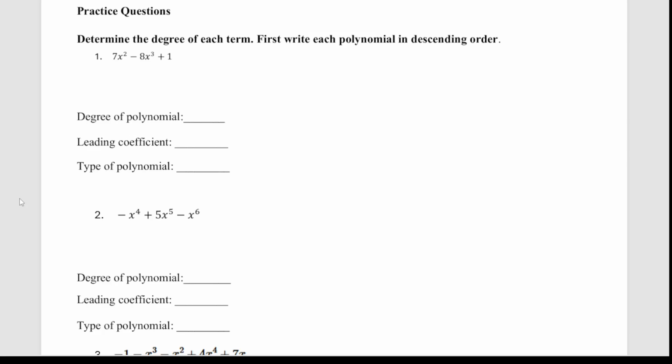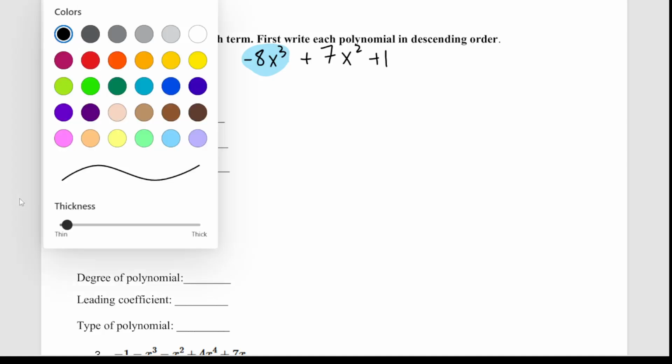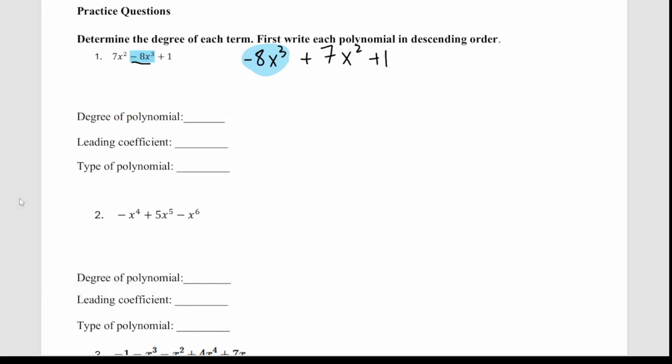So for this first one, before I start, I would recommend rearranging this in descending order. In particular, that would be negative 8x cubed plus 7x squared plus 1. Notice how the minus sign follows that entire term, because it's really the same thing as plus a negative 8x cubed whenever you have minus positive 8x cubed written. The degree of that polynomial would be 3 because that is the highest exponent. The leading coefficient would be negative 8 because that's what x cubed is being multiplied by. And this would be considered a trinomial because there are 3 terms in the polynomial.